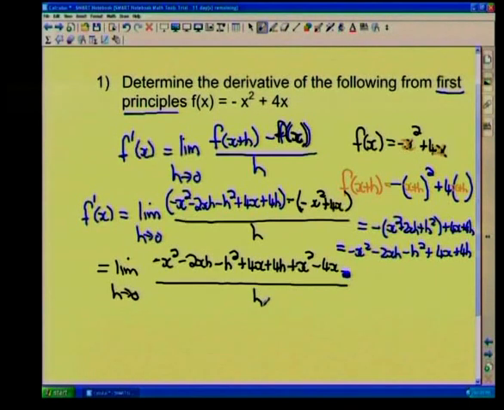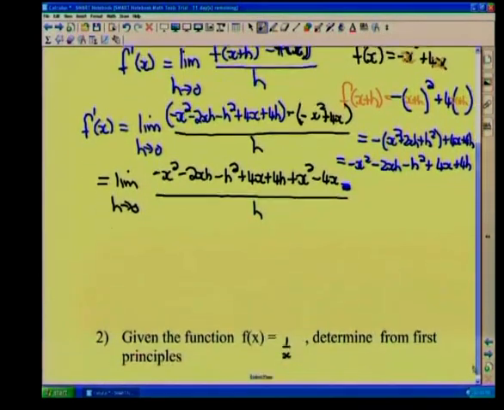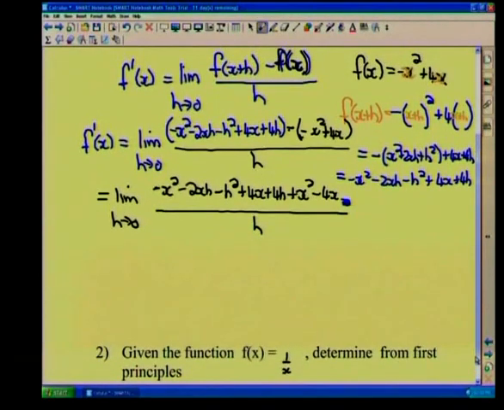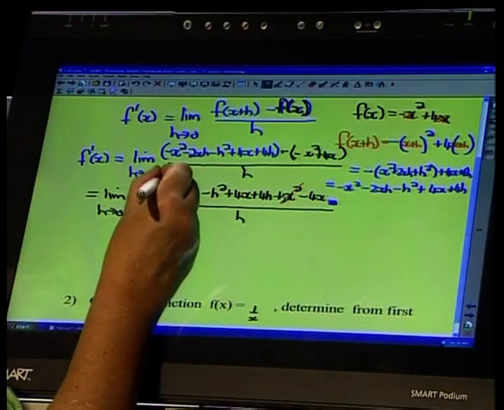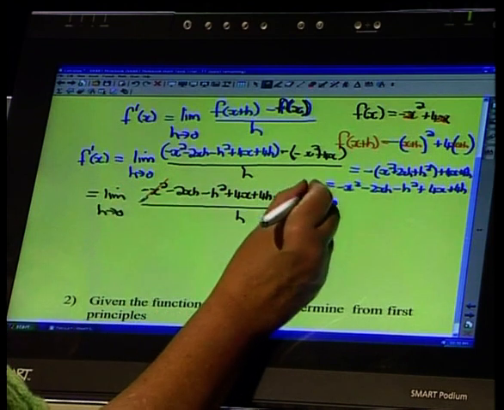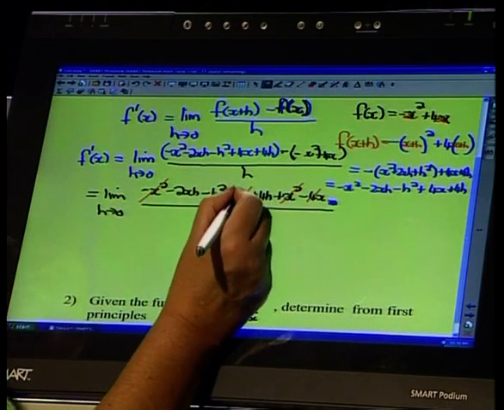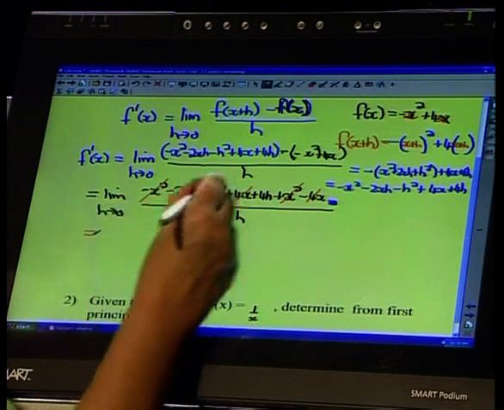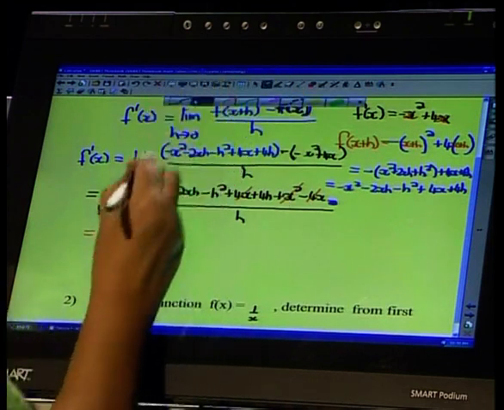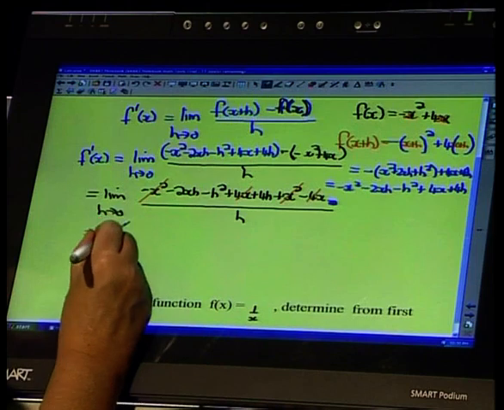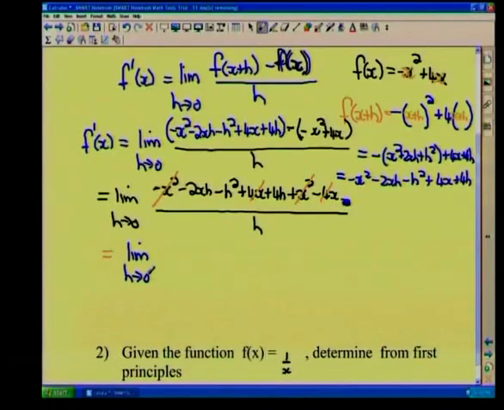h. Now remember what I told you. I said at this stage we can know that we are right, because everything left, once we've simplified, must contain an h. If it doesn't, we know we've made a mistake. We need to go back and fix it up. So let's have a look here. We've got a plus x squared and a minus x squared. We have a minus 4x and a plus 4x. And yes, everything that's left there has got an h in it. So it's the limit as h tends to naught. Now, if I look at it, I can take h out as a common factor.